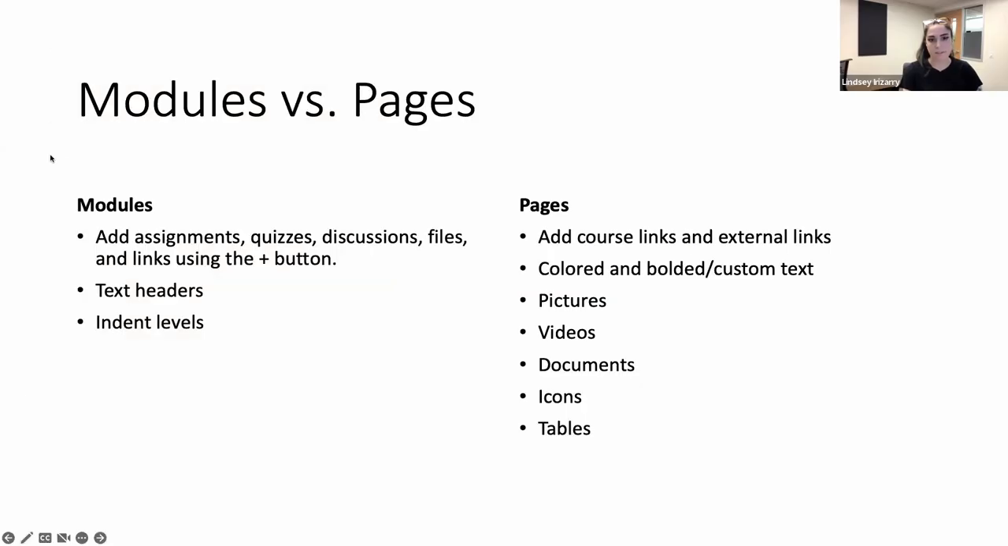This is a breakdown between modules and pages. Like I said, to modules you can add all the activities. You can add text headers, which are pretty much just giant bolded text. And then you can add indent levels, which moves items within your module to the right a bit, so you can create some type of visual hierarchy in your module. But those are the three things you can really add to modules.